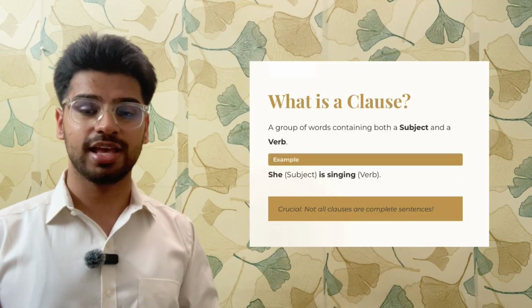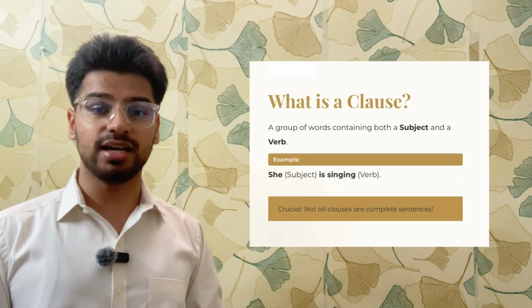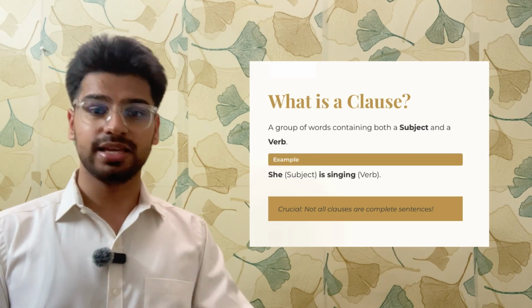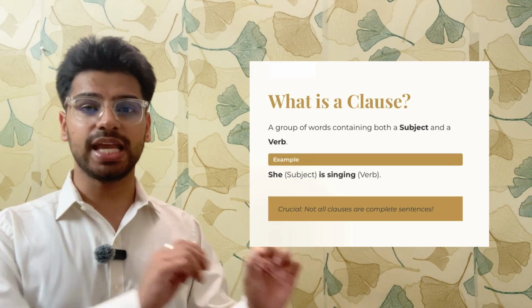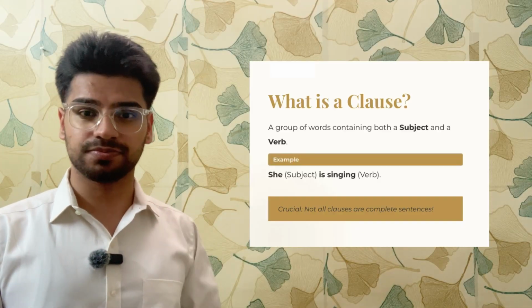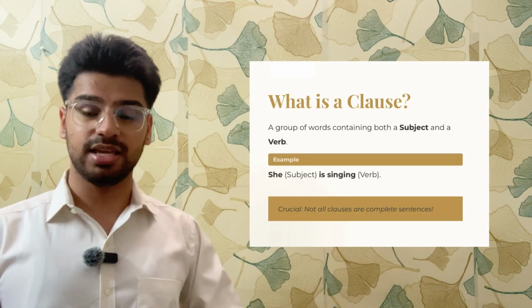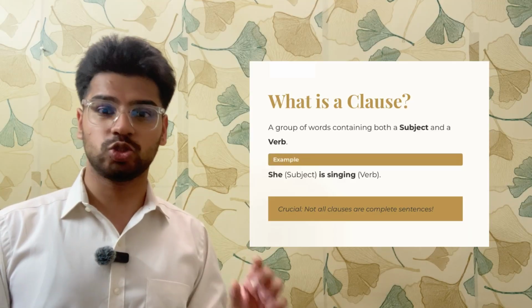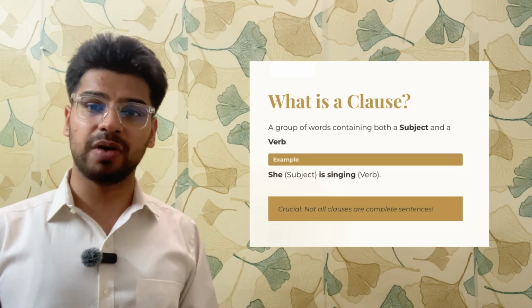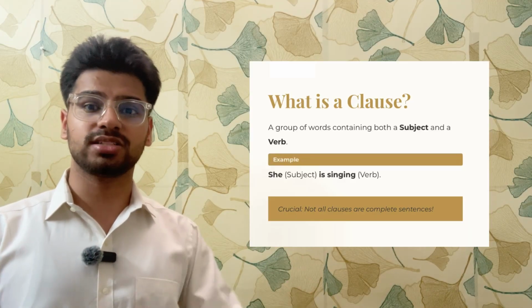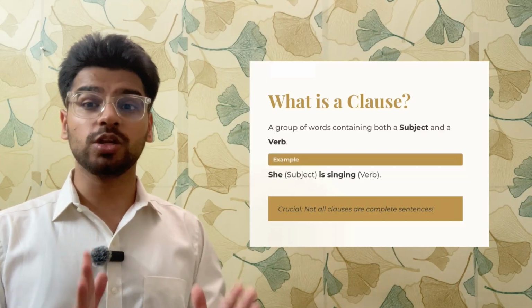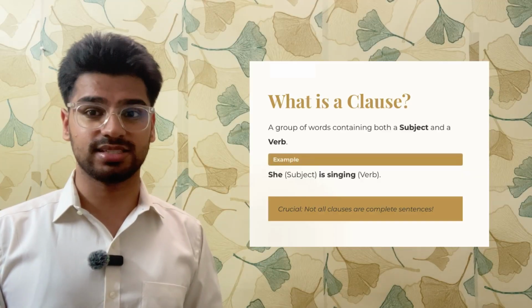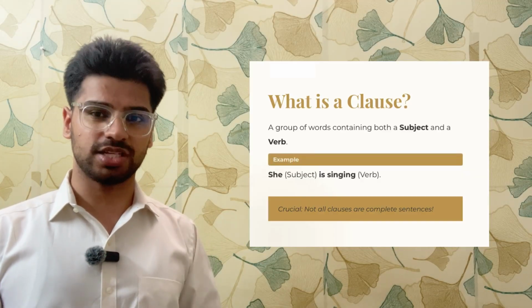Examples of clauses: she is singing. Here the subject is she and the verb is singing. So she is singing is a clause. The dog barked. Here the subject is dog, verb is barked. So the dog barked is a clause. Important. Not all clauses are complete sentences. This is very important. Let's understand why.